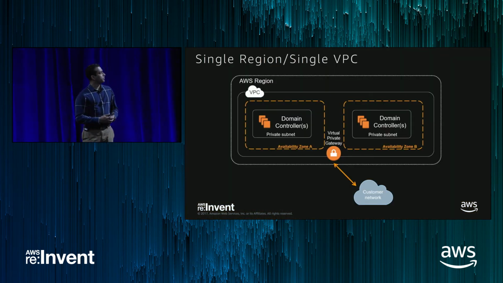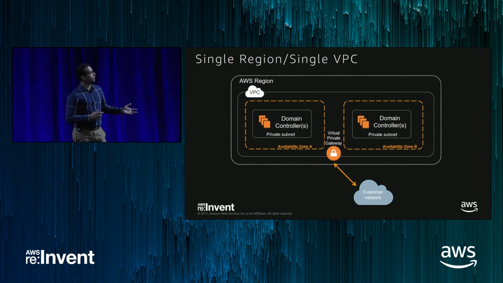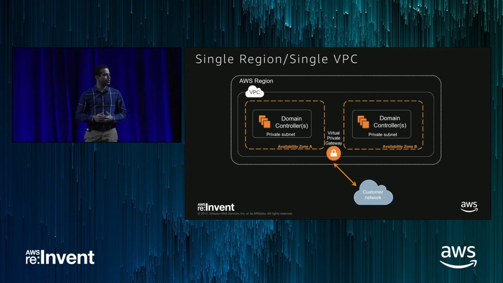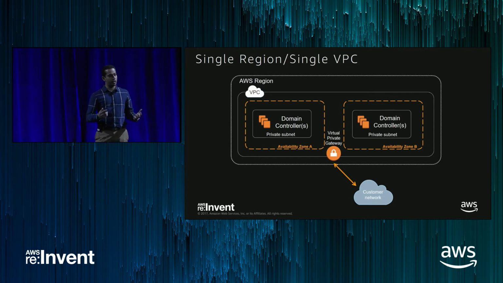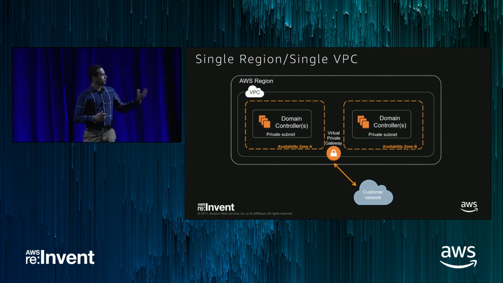So let's start with the first example here. So this is an example of a single region, single VPC. So this example assumes that maybe you're operating in a single region today, maybe you have one VPC, or maybe you have Microsoft applications that only need AD that's contained to a single VPC. This is the most simplistic design we can start with.